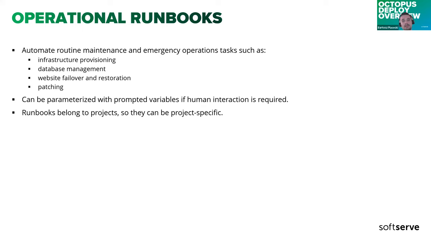One pretty important thing when it comes to Octopus is that runbooks belong to projects, and they can be project specific. That means, let's imagine you have your application, and your application is a Terraform template that has all the infrastructure. You can have a runbook that is associated with this project. So runbooks in this project would be like destroying the Terraform infrastructure. That could also be maybe applying some taints in Terraform, etc.